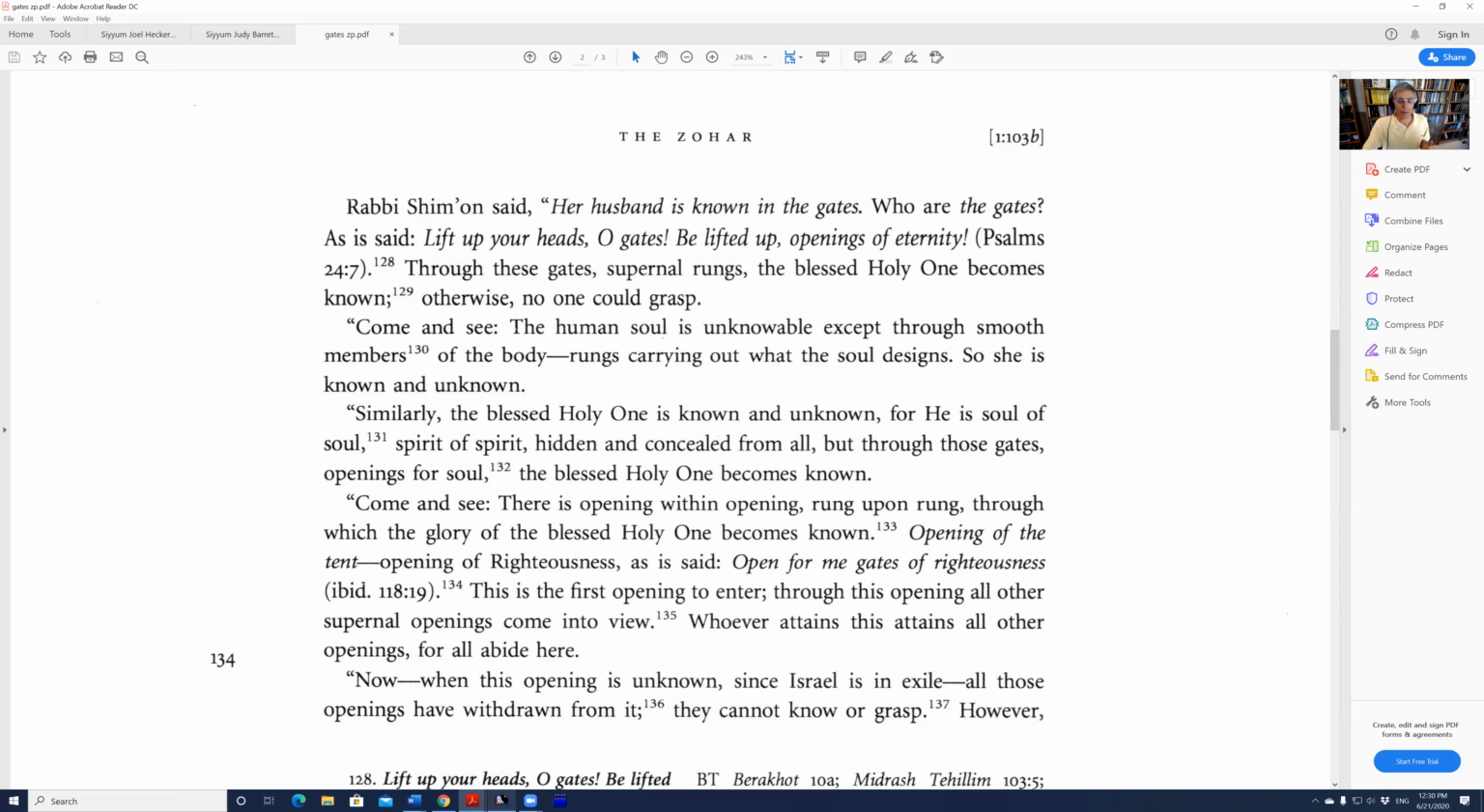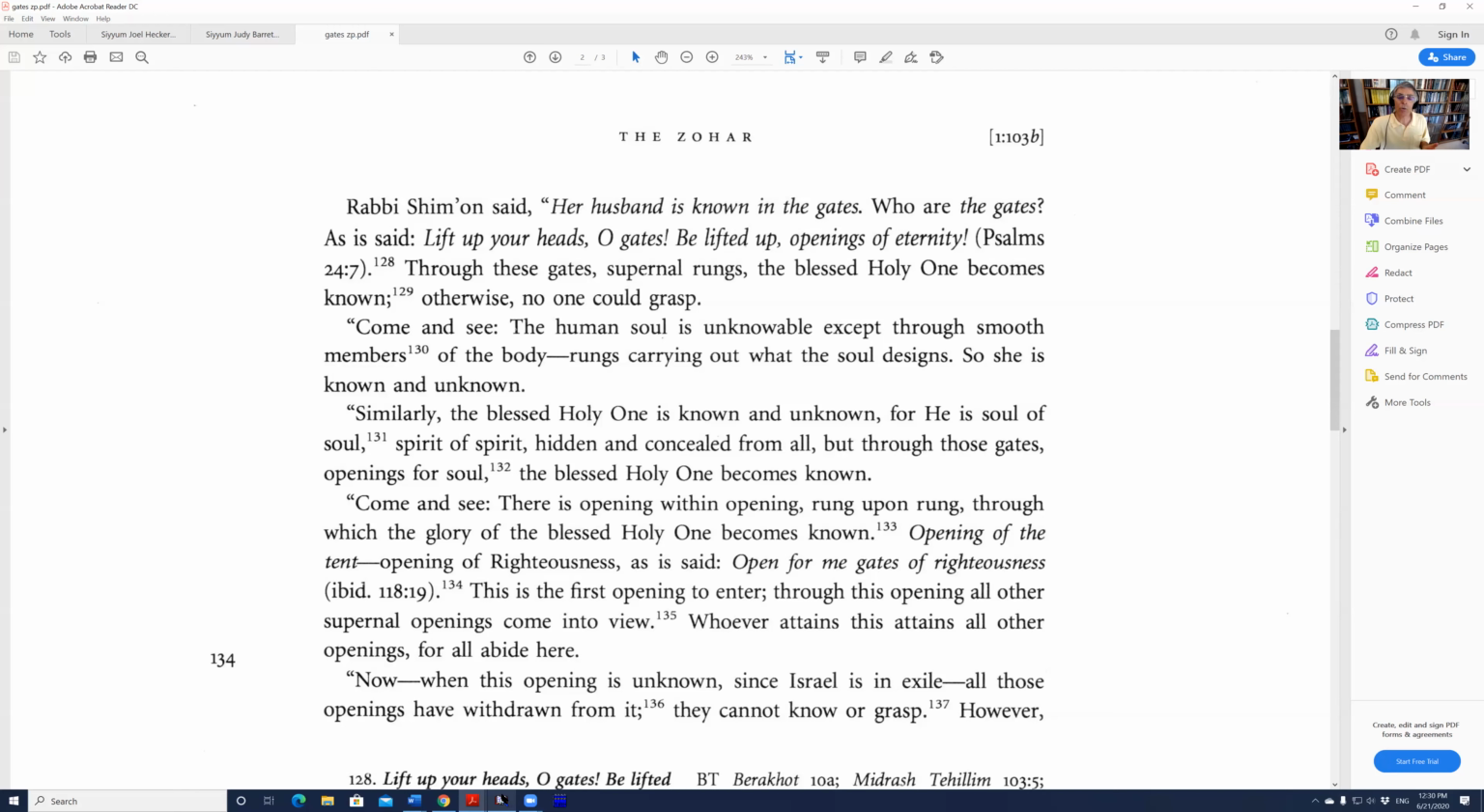Come and see. The human soul is unknowable except through the members of the body, rungs carrying out what the soul designs. So she is known and unknown. Similarly, the Blessed Holy One is known and unknown, for he is soul of soul, spirit of spirit, hidden and concealed from all. But through those gates, openings for soul, the Blessed Holy One becomes known.